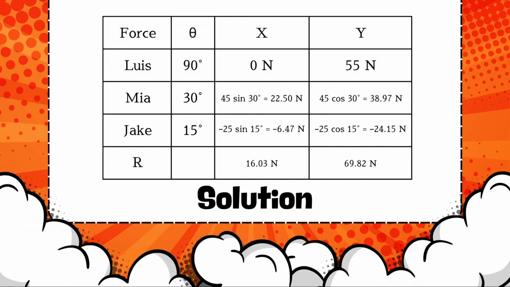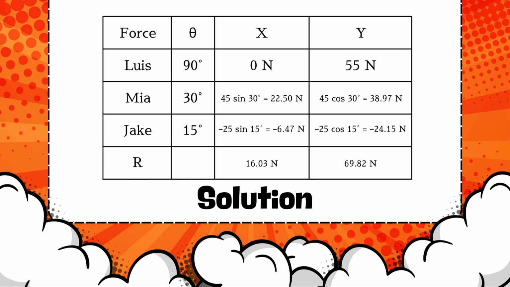To solve this vector problem, we first set our directions. North is positive y, east is positive x, south is negative y, and west is negative x. Luis pulls with 55 newtons straight north, so his force is simply Rx equals 0, Ry equals 55. Mia pulls with 45 Newtons at 30 degrees east of north.